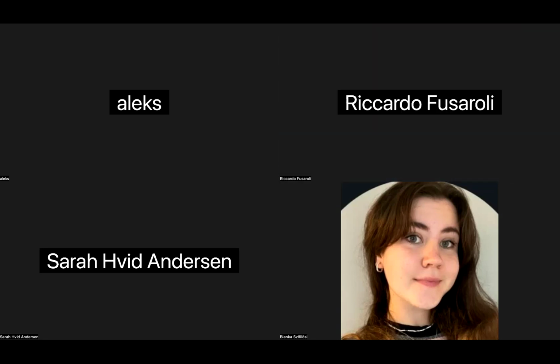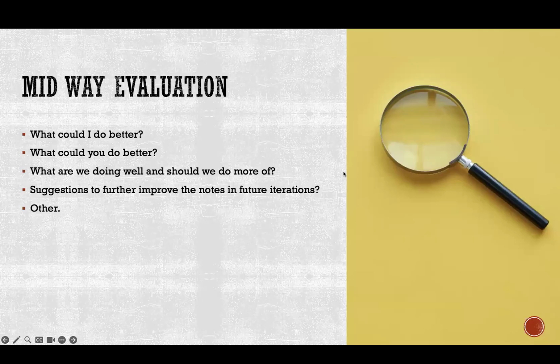We should start bringing it to the whole class. So which kind of things could I do better that could already take effect in the second half of the course?